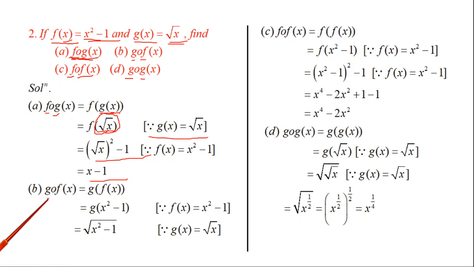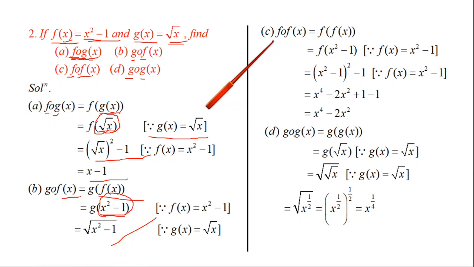Then f composite g of x. This would be equal to g of f of x. f of x by definition is x square minus 1. So we got x square minus 1. And then g of x square minus 1. So here the definition of g of x is root x. So g of x square minus 1 will be root of this whole.